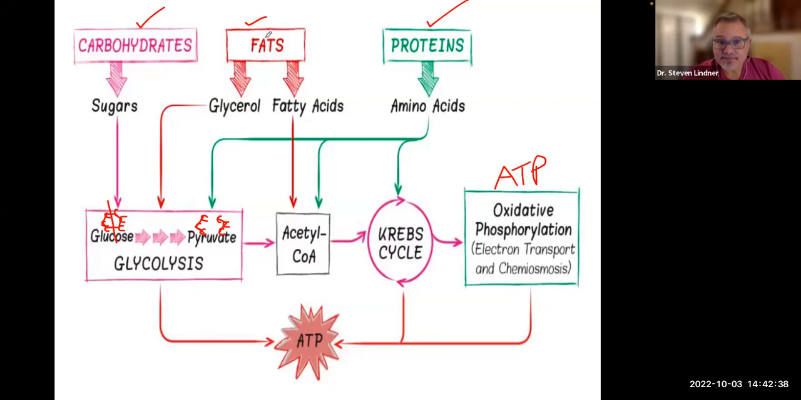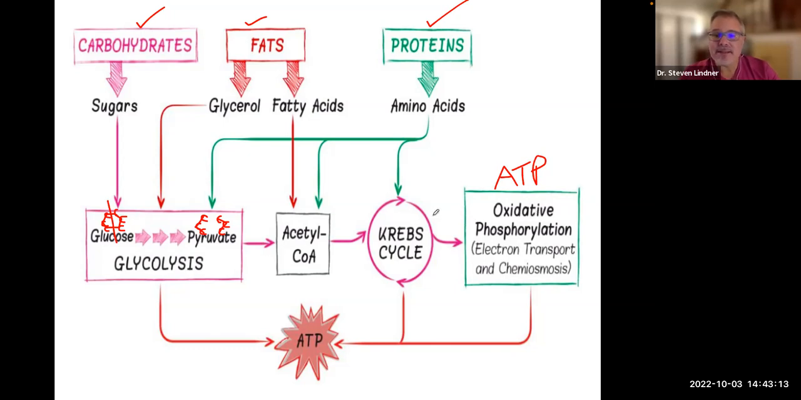Now, fats are broken down into glycerol and fatty acids. The glycerol part is going to take the route of the sugars, and the fatty acids are broken down through what's called beta oxidation into acetyl-CoA. Acetyl-CoA can enter the Krebs cycle for energy production, some ATP, not lots, but the Krebs cycle is making what's called coenzymes that are needed for the electron transport chain.